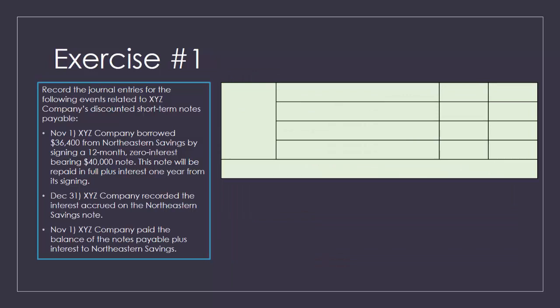And then on the following November 1st, we're going to pay the balance of this note plus any interest if necessary to Northeastern Savings. So the following November 1st, we're going to debit notes payable to take it off the books because we're paying it off. How much do we have to pay them? We have to pay them the full $40,000 that we agreed to at the time of the note signing 1 year before.